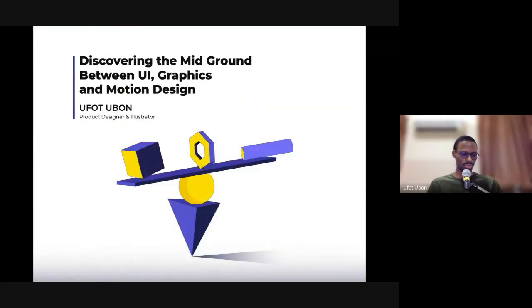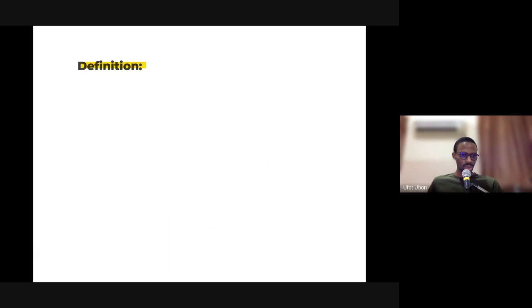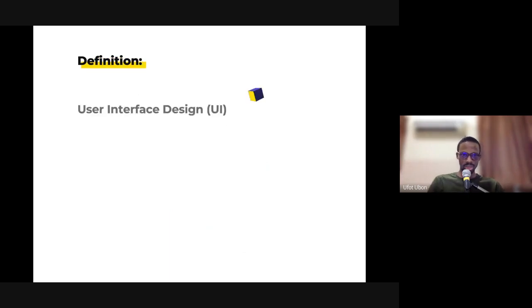Today we'll be talking about discovering the middle ground between UI design, graphic design, and motion design. That's basically what we're talking about today. And in as much as we more than likely would have known these terms, I'd like to just give a brief, simple definition again of what these terms are, and start by defining UI design, user interface design.